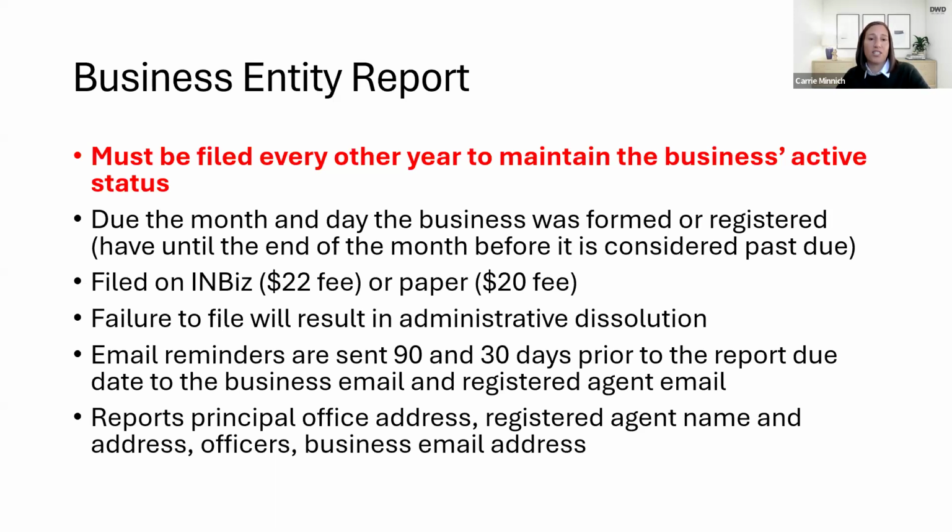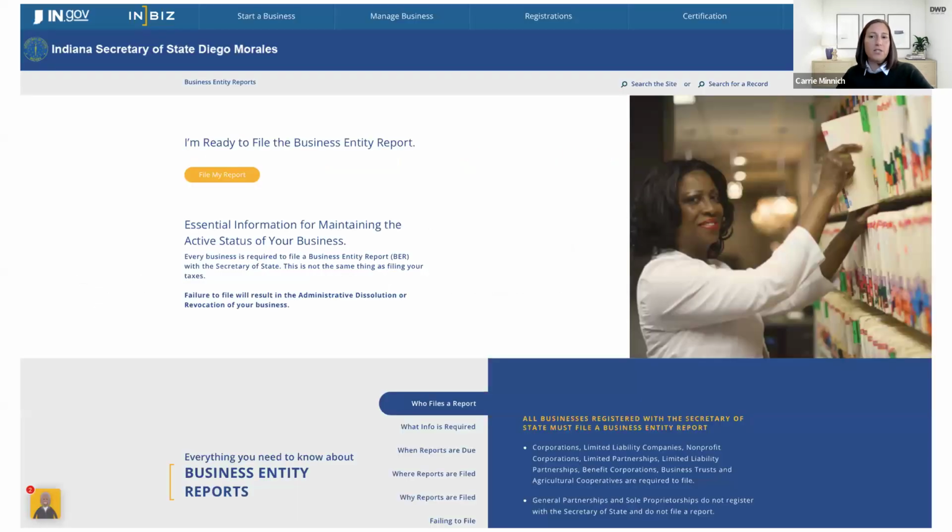It's a pretty easy form. Basically, it just reports the address, an individual's name who is the registered agent, your address, business email, and then officers of the organization. Again, it's due every other year. It used to be due every year, but they've changed it to every other year. And it is filed through InBiz. So this is their InBiz website. Hopefully you already have an account set up with them, so you can just go in there and easily file that report.